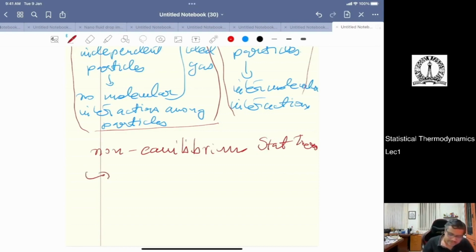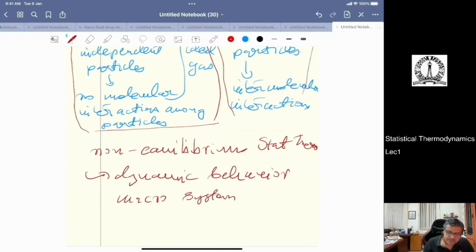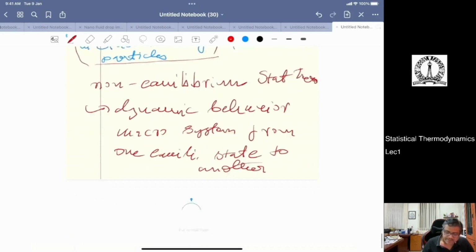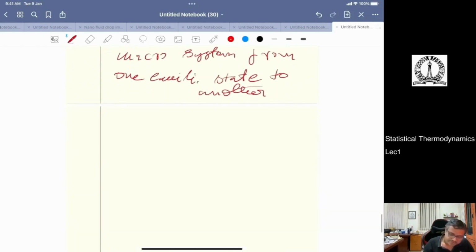So this is basically the dynamic behavior of a macroscopic system when it goes from one equilibrium state to another. From one equilibrium state to another.